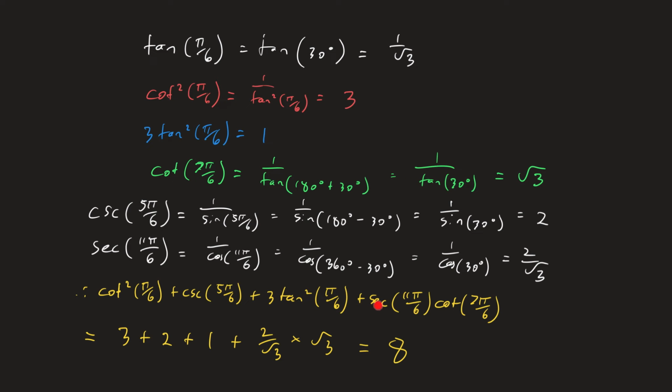Finally, we need sec of 11 pi on 6. Third letter is C, so that's 1 on cos of 11 pi on 6. 11 pi on 6 is 360 degrees minus 30. By symmetry, we know that that's just the same as cos of 30 degrees. And from our equilateral triangle, we know that cos of 30 degrees is the square root of 3 divided by 2. So its reciprocal is 2 on the square root of 3. Substituting all these into this expression here gives us this, which simplifies to the answer 8.